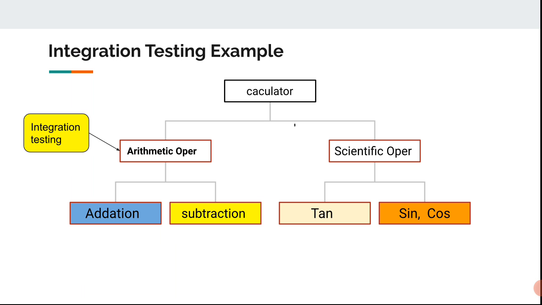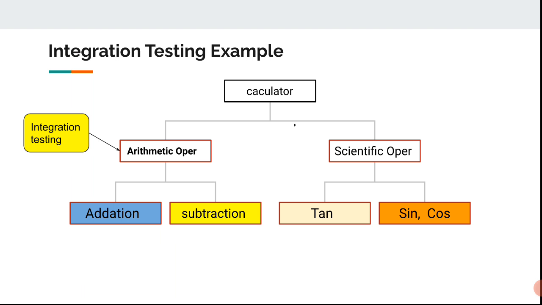For example, we take the same example we took in the case of unit testing. We have the arithmetic operation testing. In arithmetic operations, we have addition and subtraction. So we can perform the unit testing on addition, and we can perform the unit testing on subtraction. When the functionality of subtraction and addition is positive or correct, then the result of the arithmetic operation will also be positive.